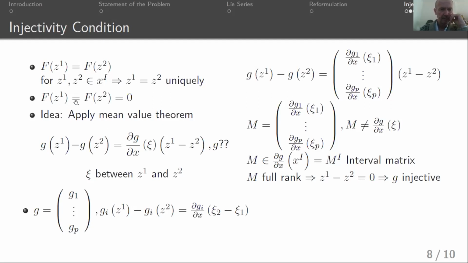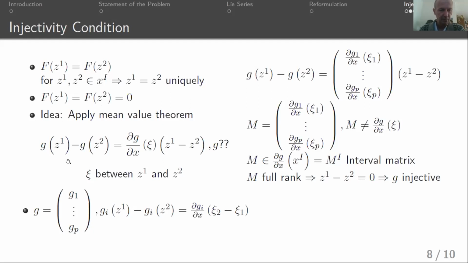The idea is, if we have F of Z1 minus F of Z2, to apply some kind of mean value theorem to extract some more information out of this equation. So first, let's do it in a scalar case.